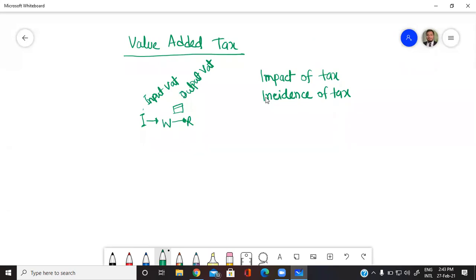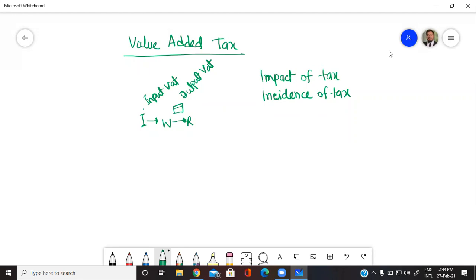So is that output VAT? Output VAT will be a bigger number because there has been some value addition by the wholesaler. So the value has become increased. So if you apply the percentage, the output VAT is expected to be higher than the input VAT. So there is a difference? Yes, sir. There is a difference.